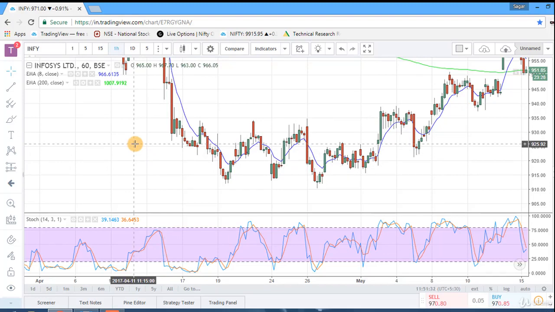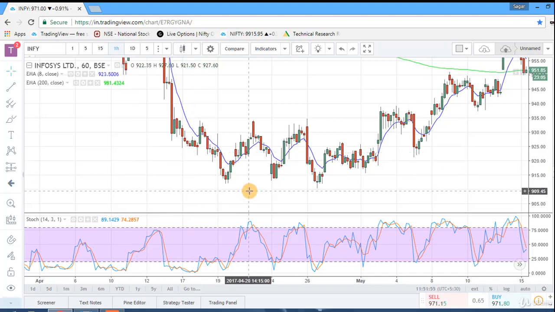Stochastic and RSI are similar in nature, so you can use one of the indicators. If you use both in combination, then this is not a fruitful thing. It is better to stick to indicators each of different nature, and avoid use of more indicators of similar nature that give similar signals. Either use RSI or stochastic.